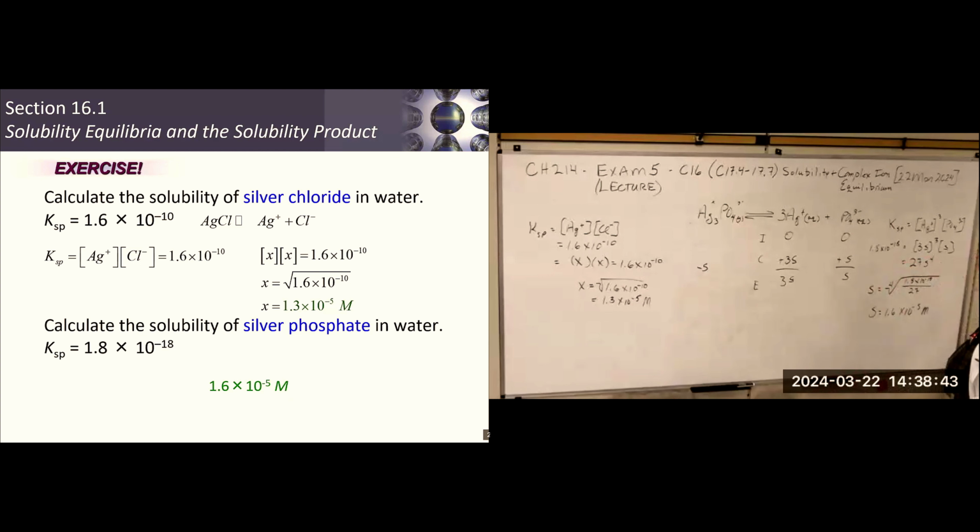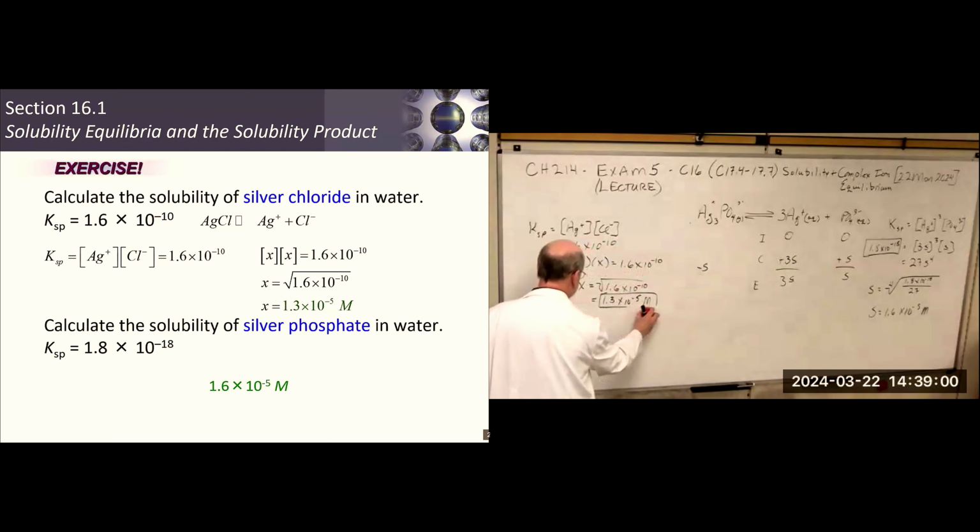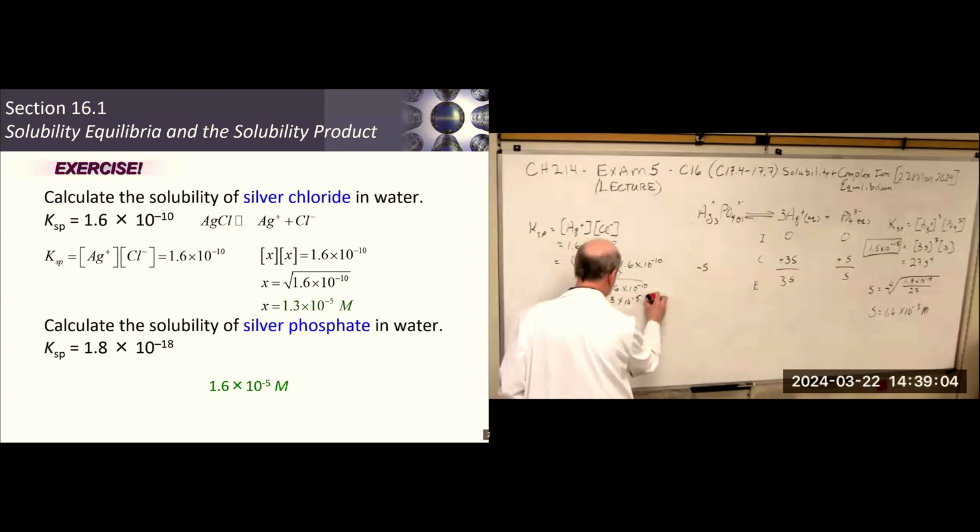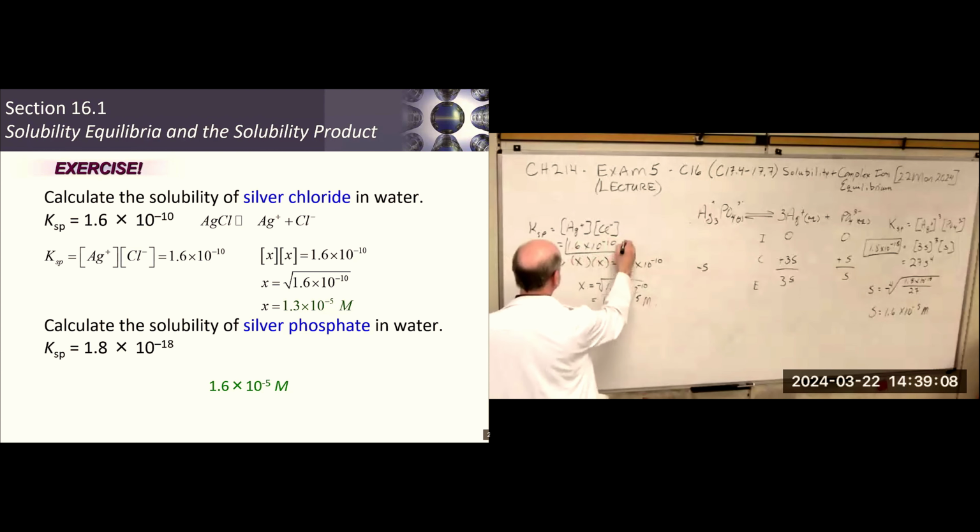So if we look at the KSPs here, this one is for silver phosphate, and this one is for silver chloride. Oh, excuse me, that's not right. I'm comparing the, not the solubilities yet. Let's compare the KSPs. Here we go, KSPs.